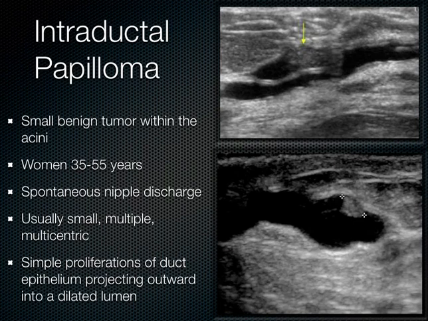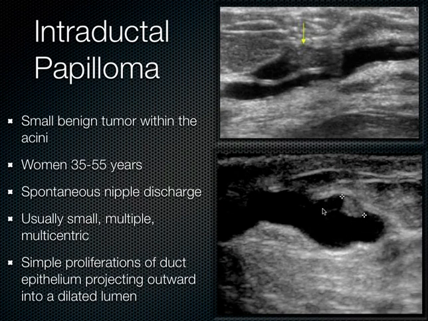And if you get a mammogram on these patients, it looks like there's a raspberry-like lesion on the mammogram, and these can often grow in size and become palpable. And it's actually a benign tumor within the acini, in women aged 35 to 55 years old. And sometimes they're small, but they can be multiple with multiple focal areas to them. It's basically just a proliferation of the duct epithelium that projects inwards into a dilated lumen. We can see that again over here.